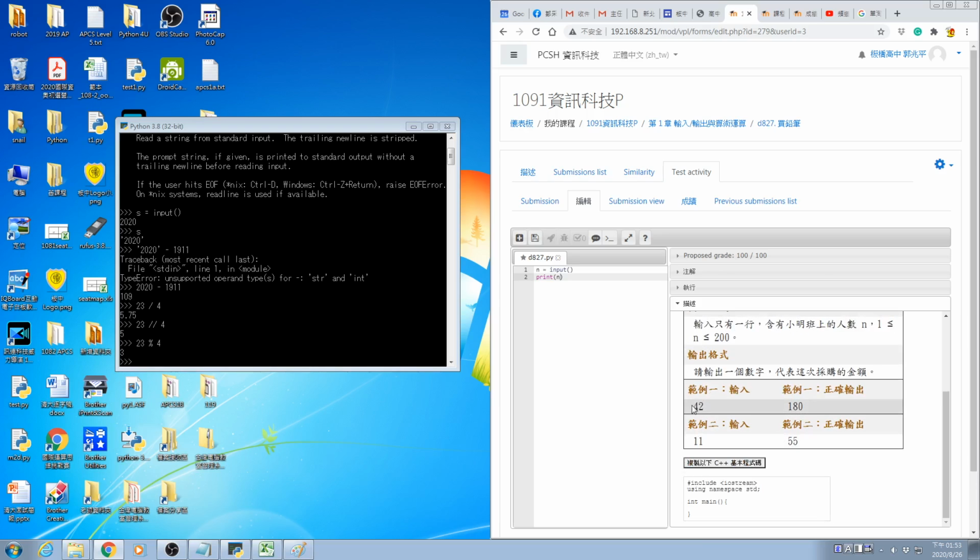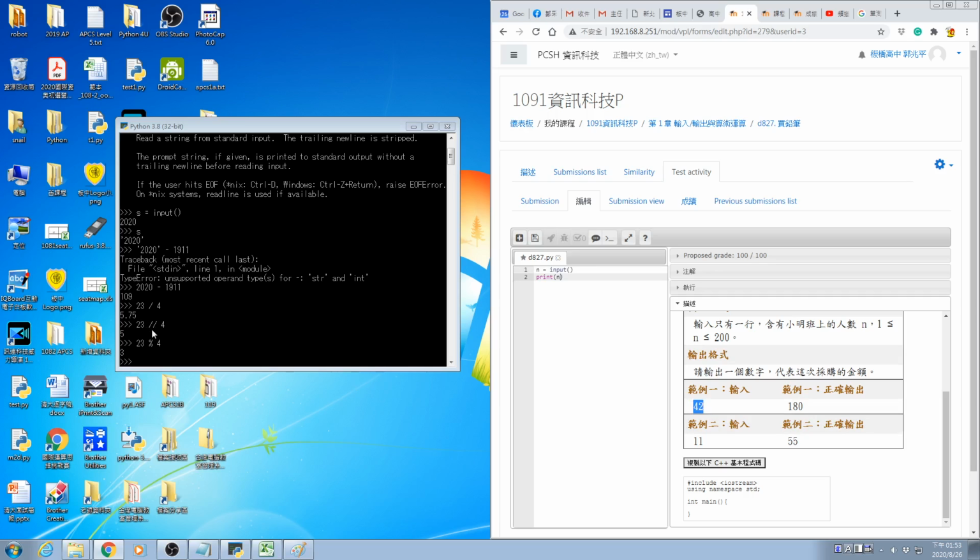How many dozens of pencils do you need to buy when you have 42 students in class? You need to buy 3 dozens, right? How do you come up with that number 3? How do you calculate it? 42 divided by 12 using the integral division, right?